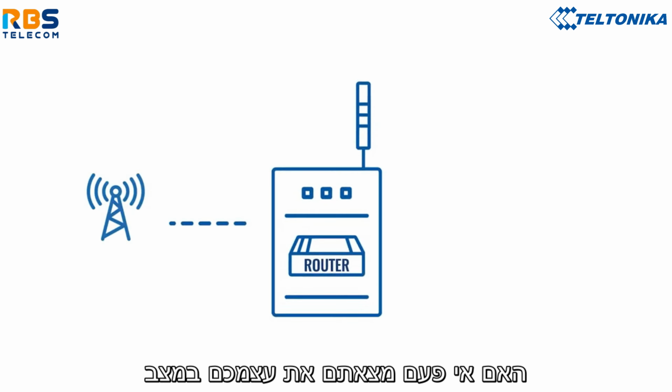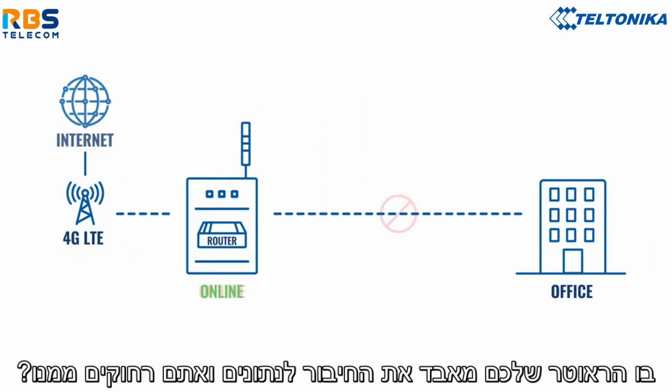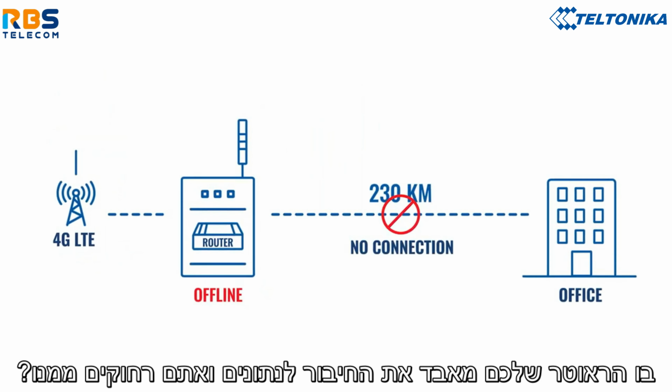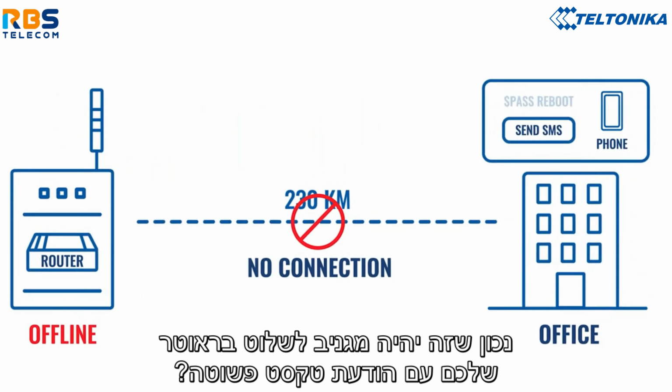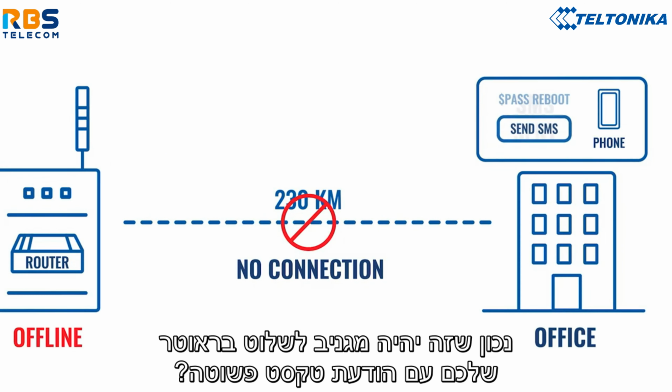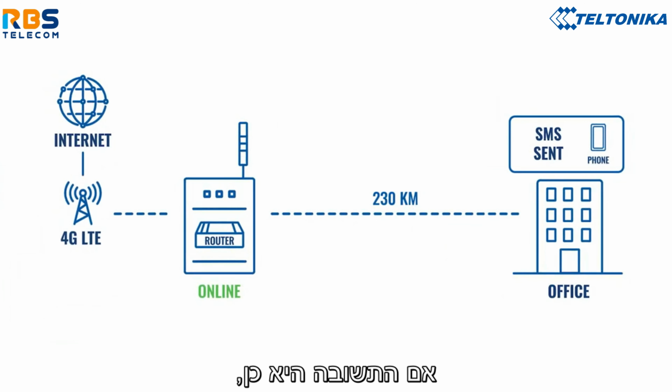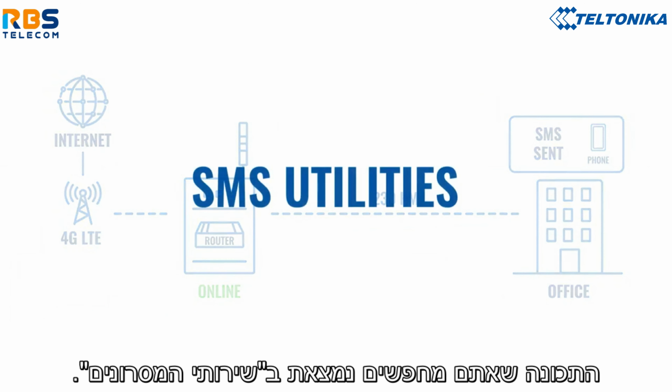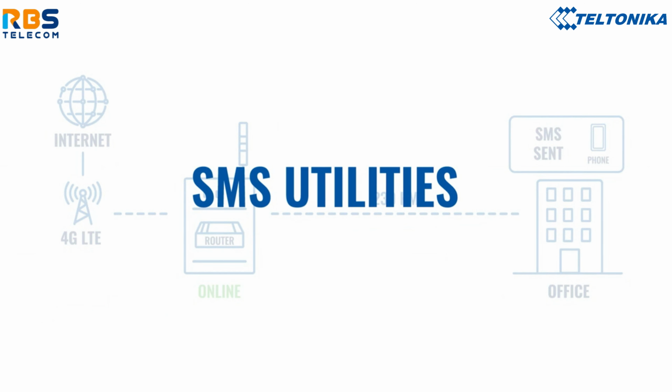Have you ever found yourself in a situation where your router loses mobile data connection and you're miles away? Wouldn't it be super cool to be able to control your router with a simple text message? If the answer is yes, the feature you're looking for is the SMS Utilities.